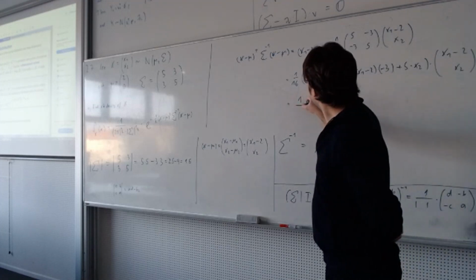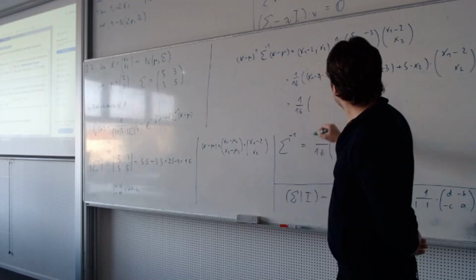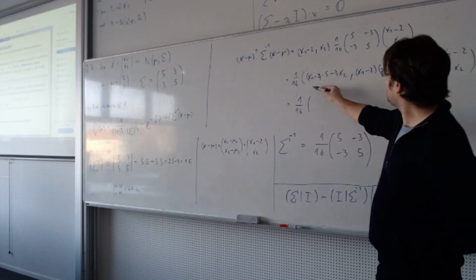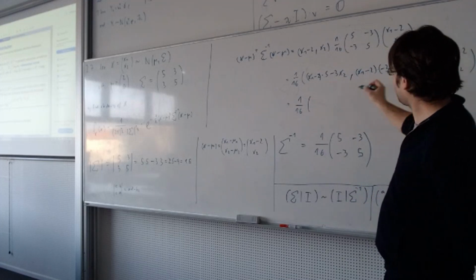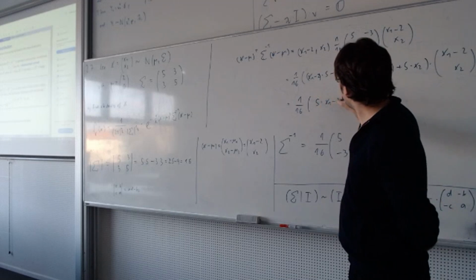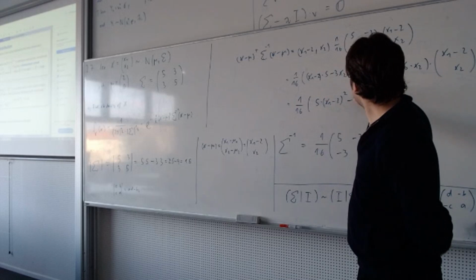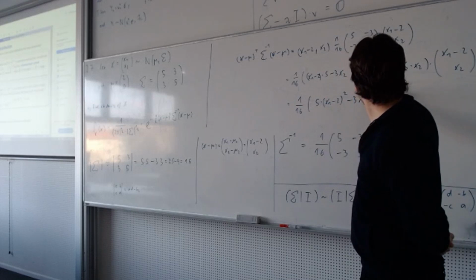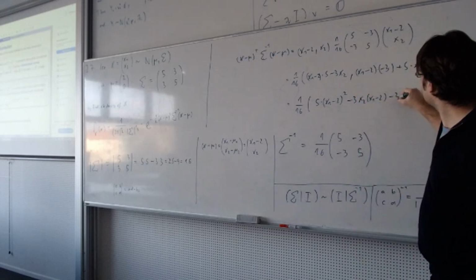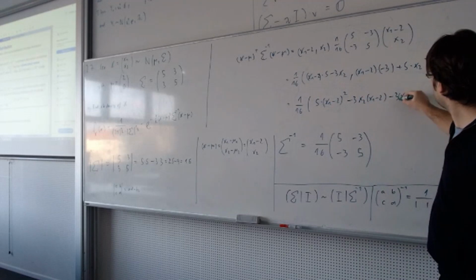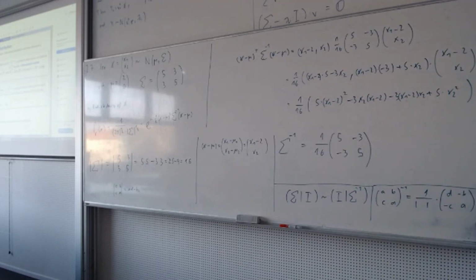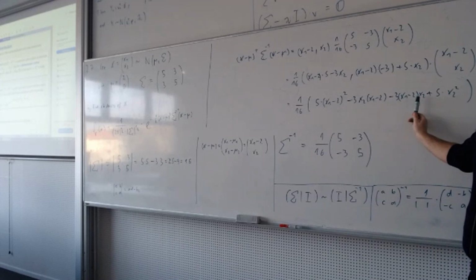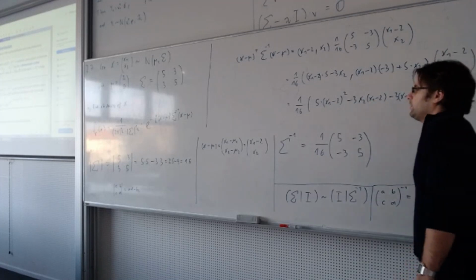So we get 1 over 16 times, and now (x1 minus 2) times 5 times (x1 minus 2), so basically 5 times (x1 minus 2) squared. Then we get minus 3 times x2 times (x1 minus 2). Then we have minus 3 times (x1 minus 2) times x2. And then we have plus 5 times x2 times x2, so x2 squared. And these two inner terms are the same, right? So we have just minus 6 times this.